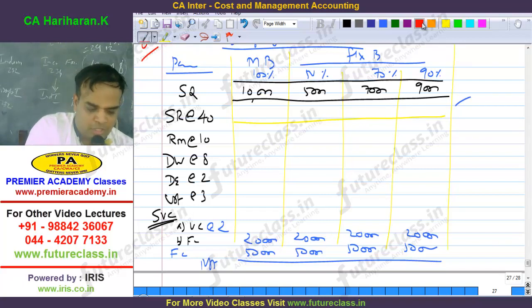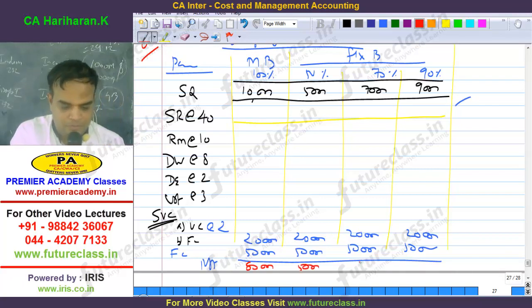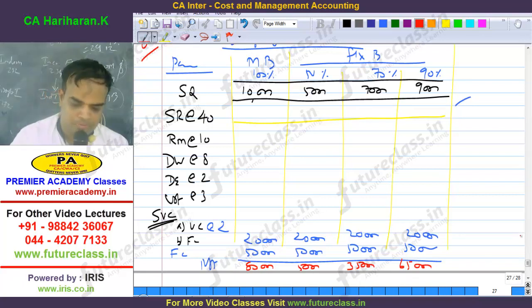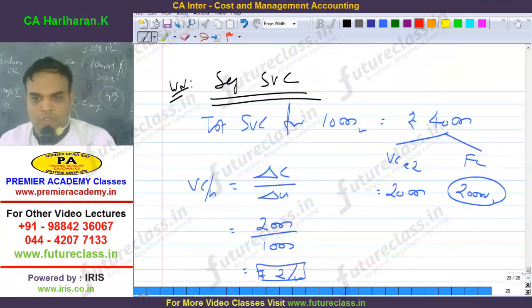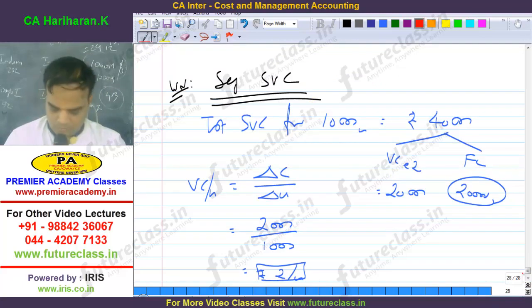Total profit for the first column 80, at 50% capacity. Next 30 and 65,000. Got it? Now segregation also noted. Good. We'll go to the next problem. Shall we start? A little fast. 2 more problems I want to solve now.